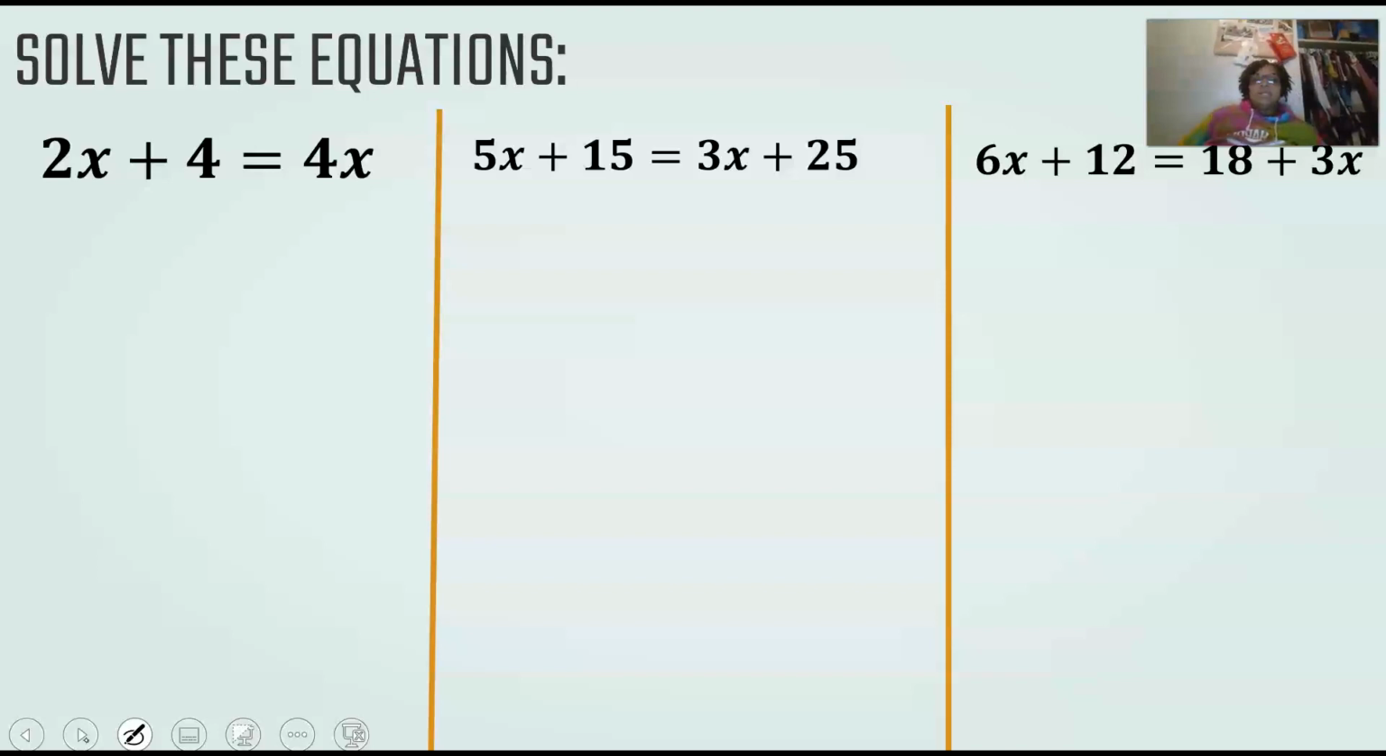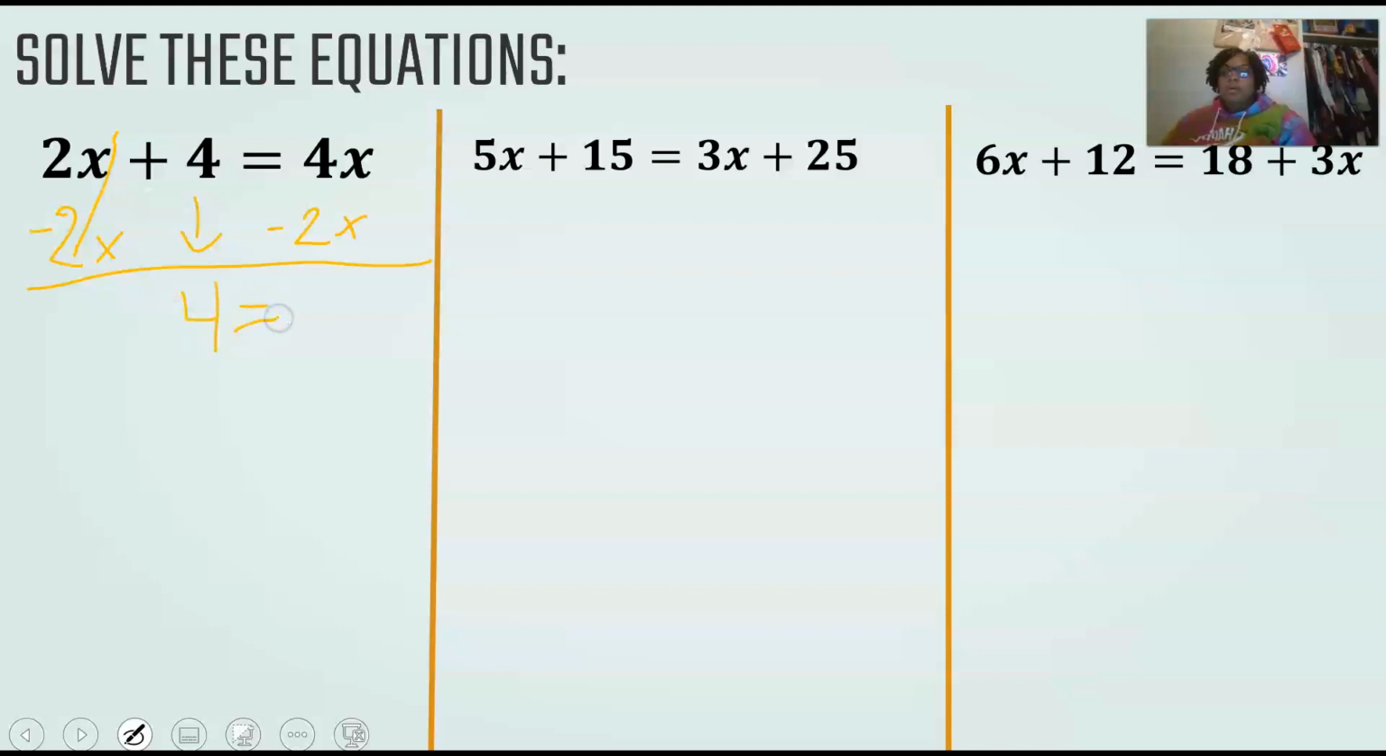Let's take a look at a few equations that you've seen before. You could say subtract 2x here, 2x here. This one crosses out, bring down your 4. 2x, divide 2 on each side. So you have x equals 2. These are basically the same equations that we've been working with all week last week.